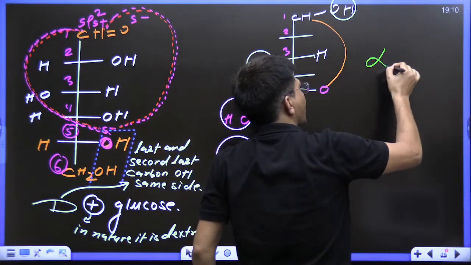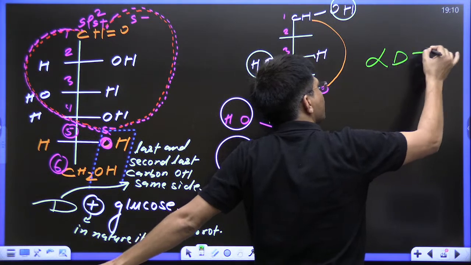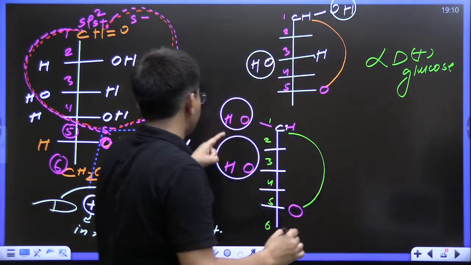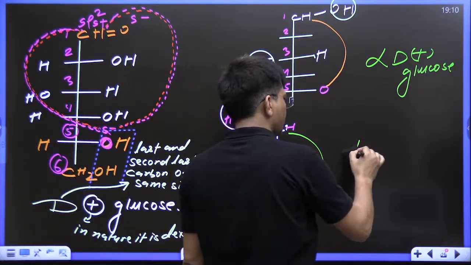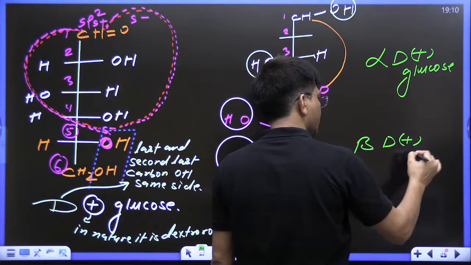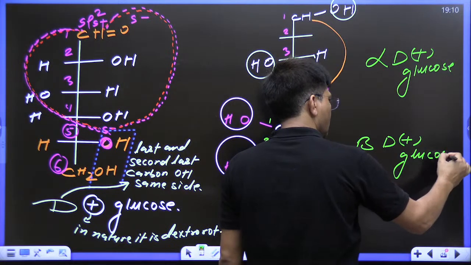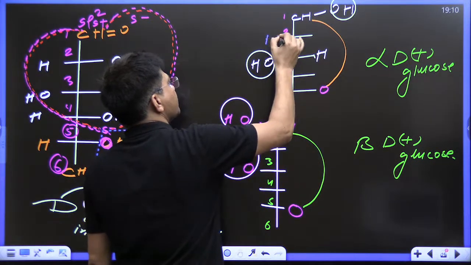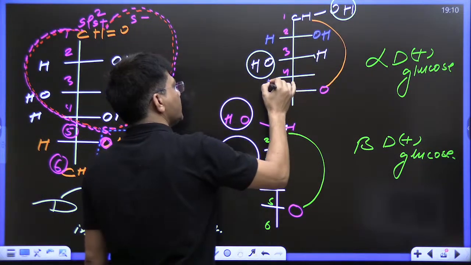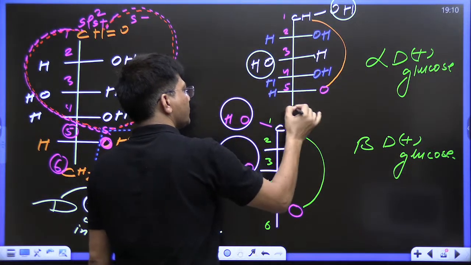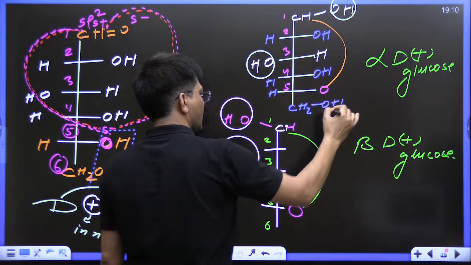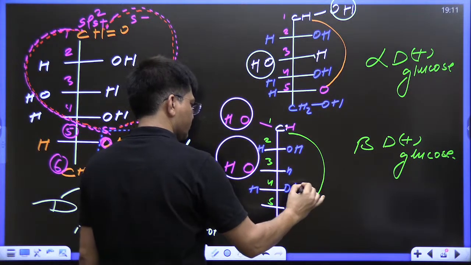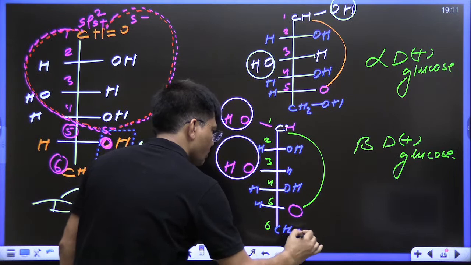Always remember this is going to be alpha. Already it was D, positive glucose. And when the 1 and 3 OH are on the same side, we will say beta. D was already positive glucose. Now let me complete the rest of the other atoms: H, OH, H, OH, H, CH2, OH, CH, OH, CH, OH, CH, CH2, OH.